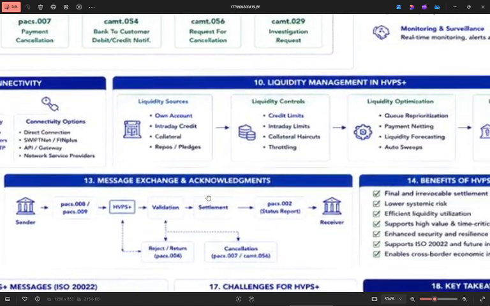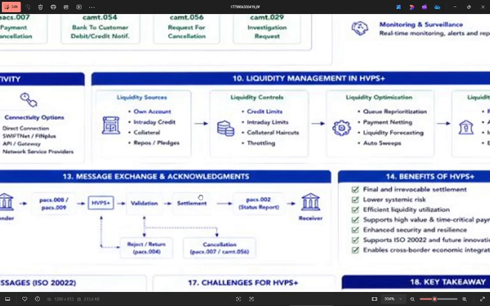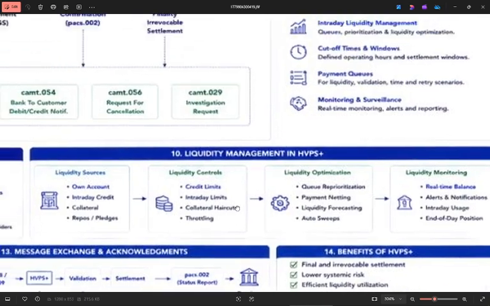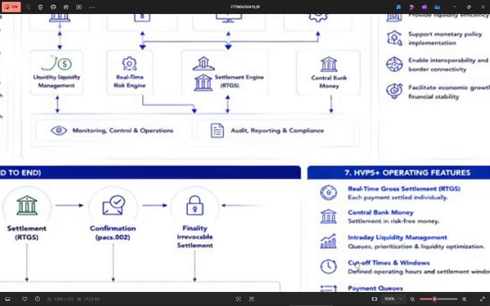Next one is liquidity management in high value payment. Liquidity control, liquidity optimization. This is not required for now.